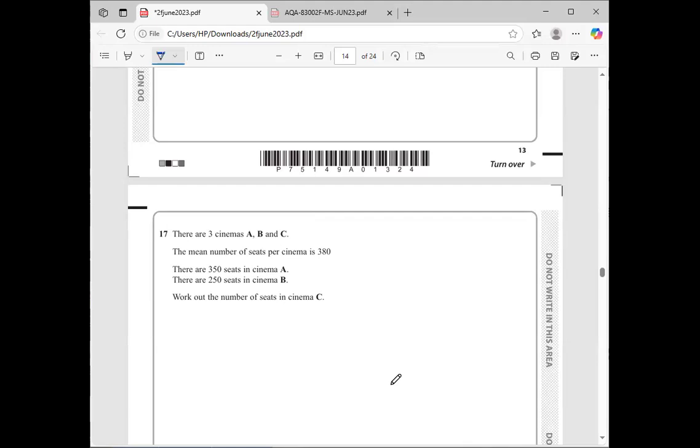There are 350 seats in A, 250 seats in B. Work out the number of seats in cinema C. Now, I don't know why this question is looking tricky to me, but do you understand what this question is asking for?